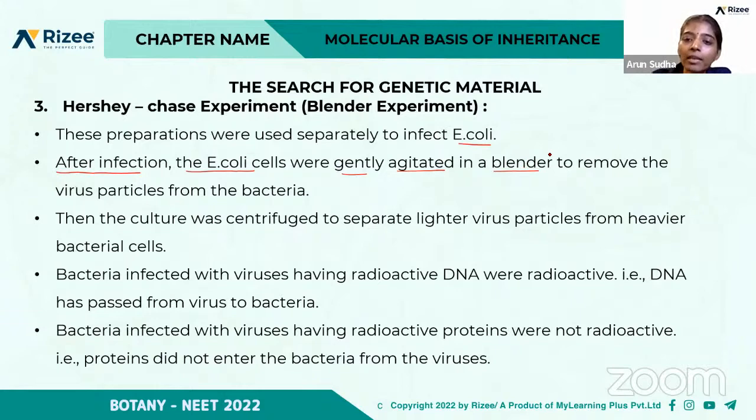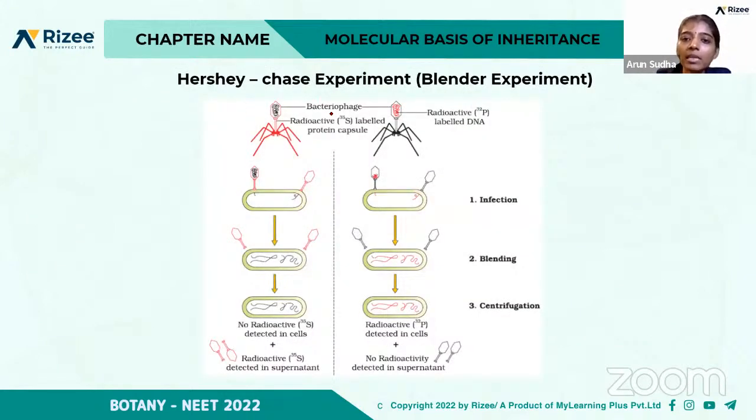For example, if you see the experiment, this is the bacteriophage. Here it is the radioactive protein capsule. The outer part is there, right? This red one, this is the capsule. This will be labeled with S35. And in the other set, inside the red, this is radioactive P32. So they are doing two separate experiments, right?